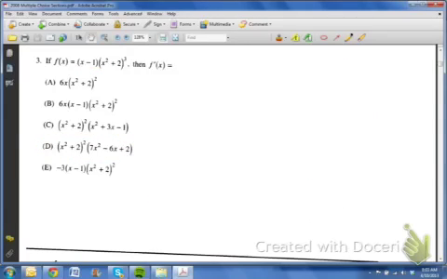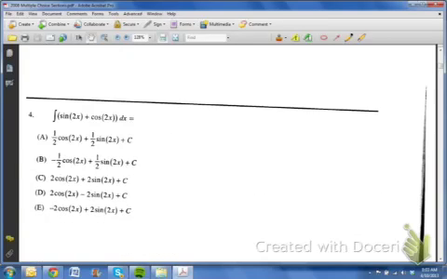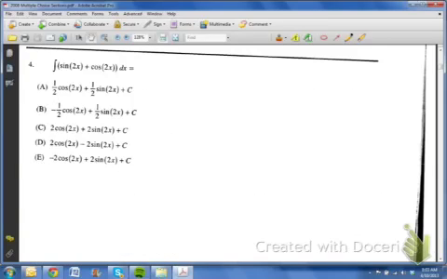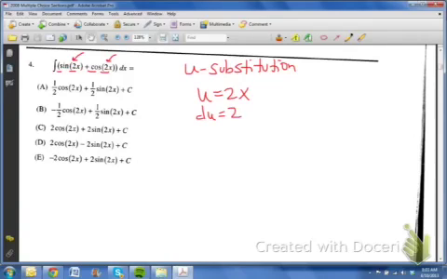All right, number 4. Number 4, we're integrating. And because we are integrating composite functions, we've got the sine of 2x, the cosine of 2x, so we have 2x inside of the sine and cosine functions. We're going to have to do u substitution. And we're going to make the 2x be u. So the derivative of that is 2.